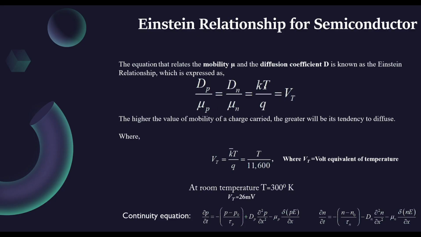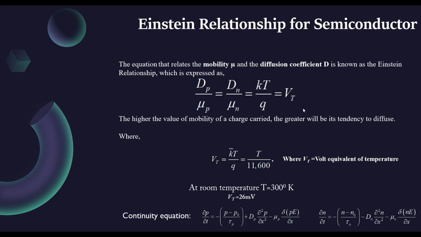Now this kt by q is given as Vt, and at room temperature of 300 degrees Kelvin, it will be given by the relation T by 11600. By putting the values of k and q, we get this relation T by 11600. So if we put in room temperature, the value of Vt will always come as 26 millivolts. So this is the Einstein relationship for the semiconductor.